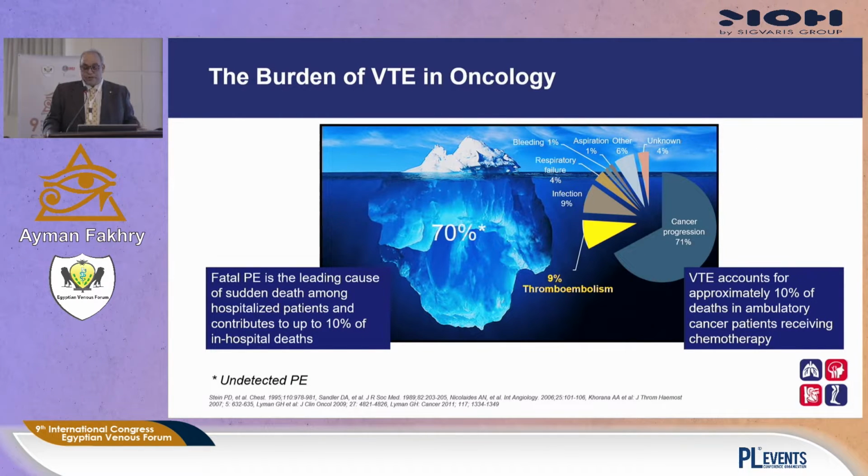This is the iceberg. What's seen is different from what's hidden. Cancer-associated thrombosis is not the final destination. We care about the PE. PE is the more serious complication of cancer-related thrombosis.